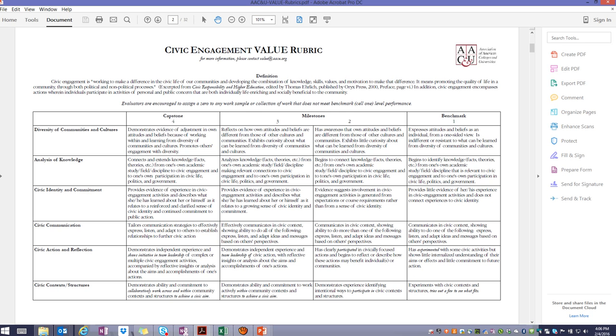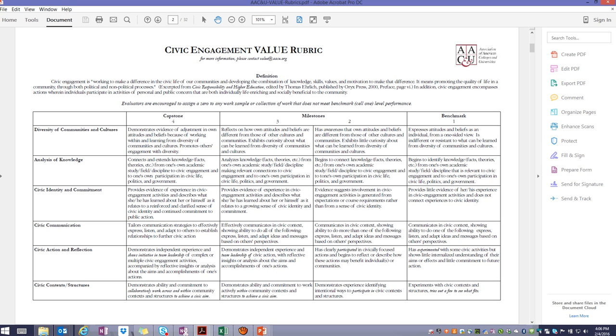So AAC&U says we are going to judge how well your students do on civic engagement by using those criteria on the left. Now remember, there's no law that says you have to do all 16. It's just what the American Association of Colleges and Universities says a good citizen should have, these 16 skills. We have all of these skills in our degree, but we can't measure them all. That's too much to measure.